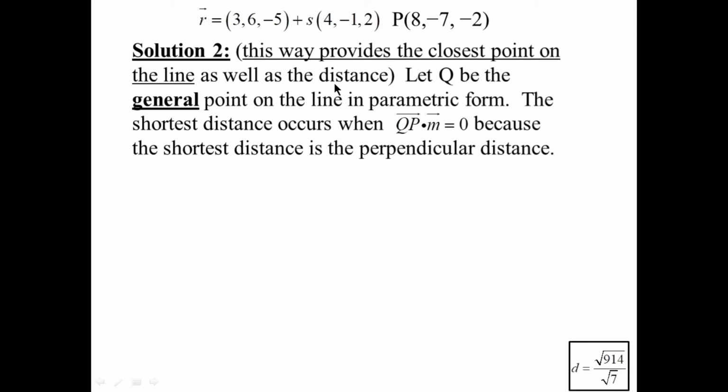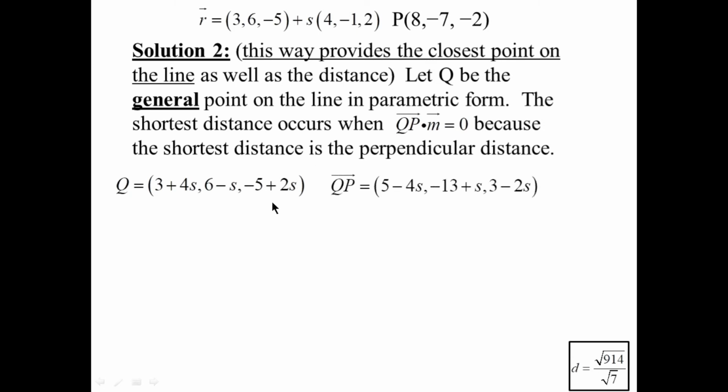And then we'll reason that the vector from the external point to our closest point has to dot to 0 with the direction of that line, because the closest point on the line is the one that forms the right angle. So the shortest distance will be the perpendicular distance. So Q is the general point on the line. P is our external point.